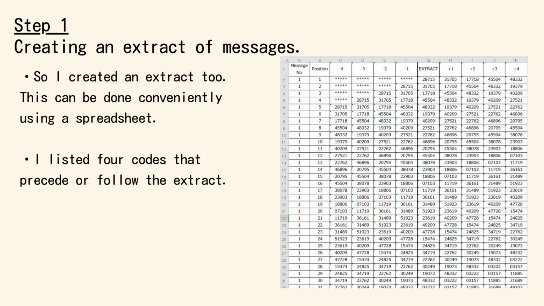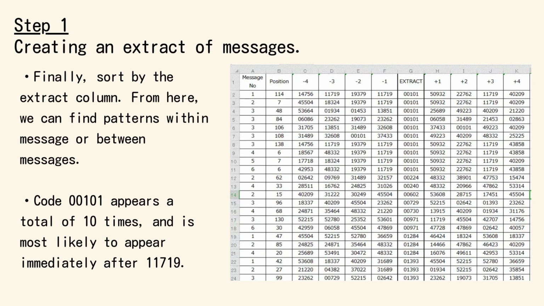So I created an extract too. This can be done conveniently using a spreadsheet. I listed 4 codes that precede or follow the extract. Finally, sort by the extract column. From here, we can find patterns within a message or between messages. Code 00101 appears a total of 10 times, and is most likely to appear immediately after 11719.